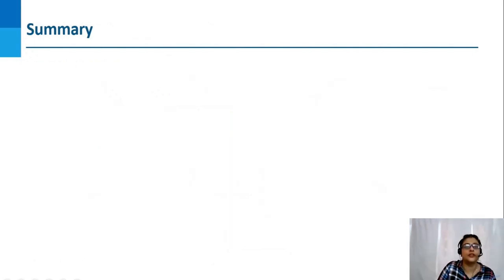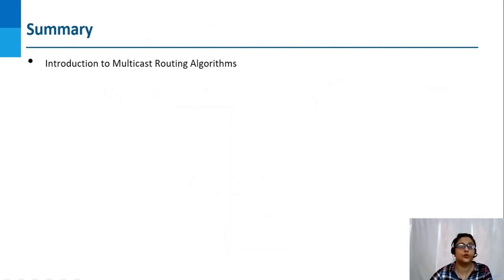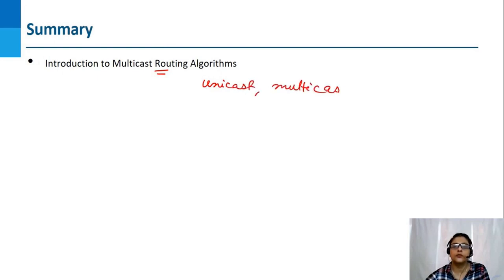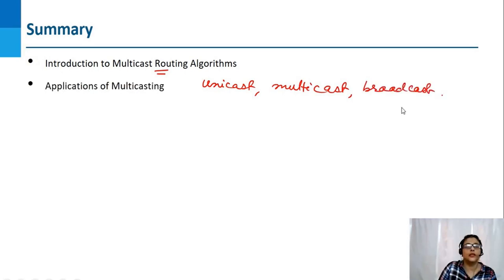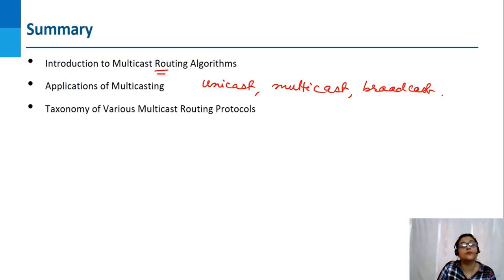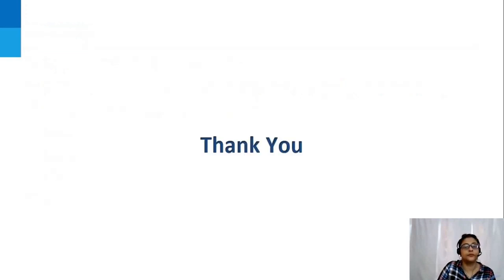To summarize, in this video we have introduced the readers to multicast routing algorithms, but before that we understood the difference between unicast, multicast and broadcast. We understood the different applications of multicasting. After that, the taxonomy of various multicast routing protocols like MOSPF, DVMRP, CBT, PIM. Thank you.